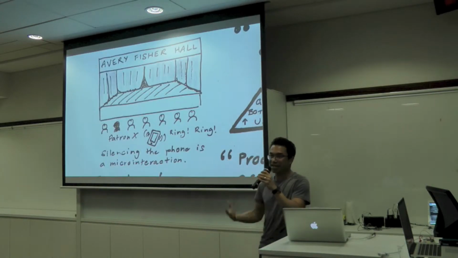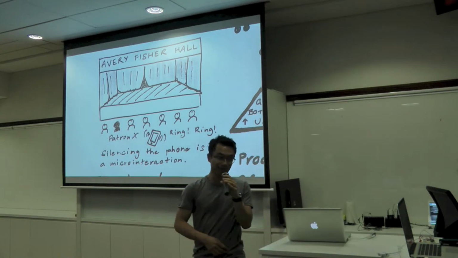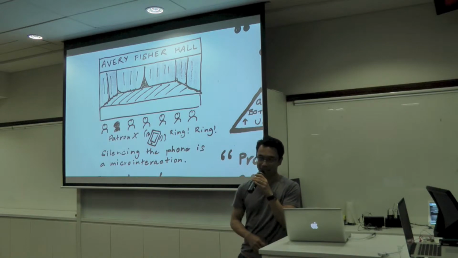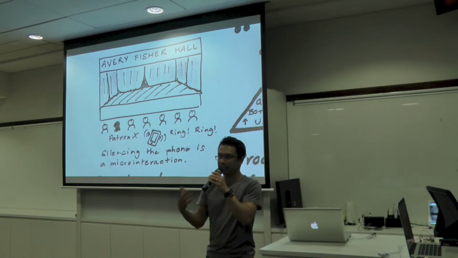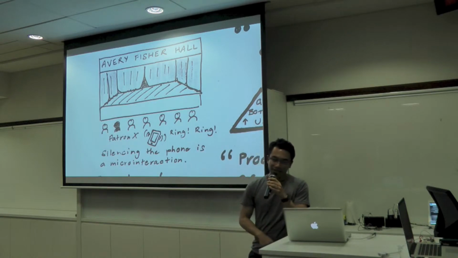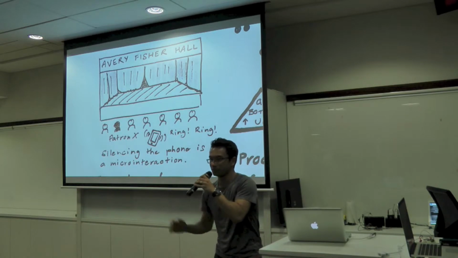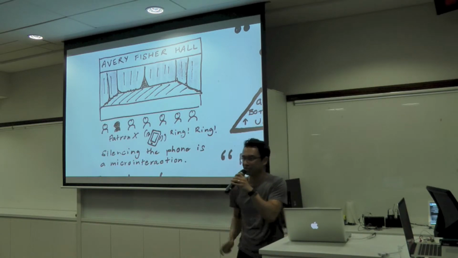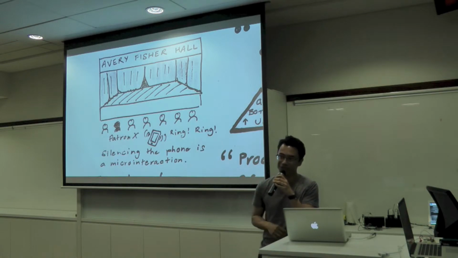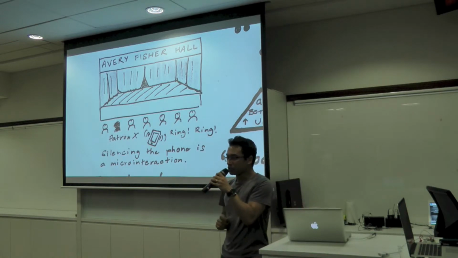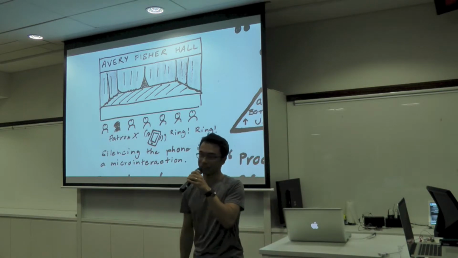Dan starts off his presentation by playing this really nice symphony from the Avery Fisher Hall. And in the middle of the symphony, someone's phone goes off. And then all of a sudden, the person fumbles in his pocket and tries to turn off the phone, and he managed to silence the phone. Now that little small unit of work that he just did, that is a micro interaction.